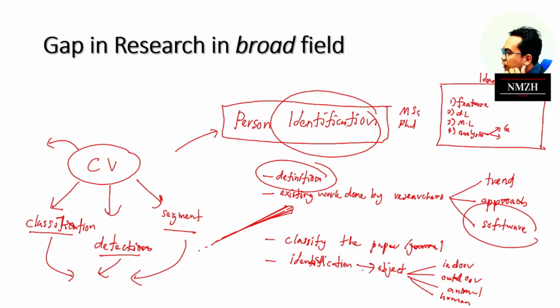Back to the example: for classification, what happens right now is deep learning. For detection, we have YOLO. For segmentation, we have, let's say, XY technology. And in classification, instead of only deep learning, we have many approaches under here.